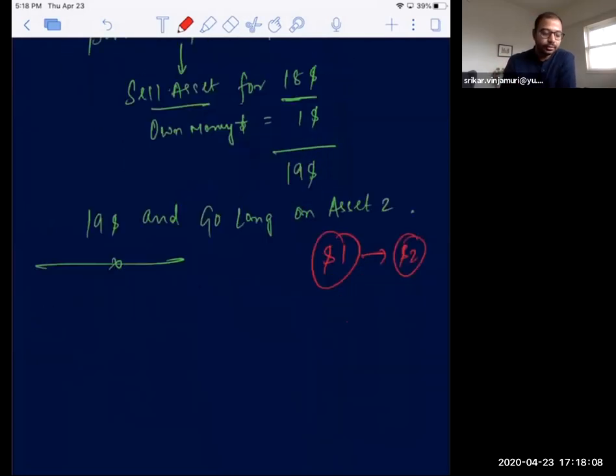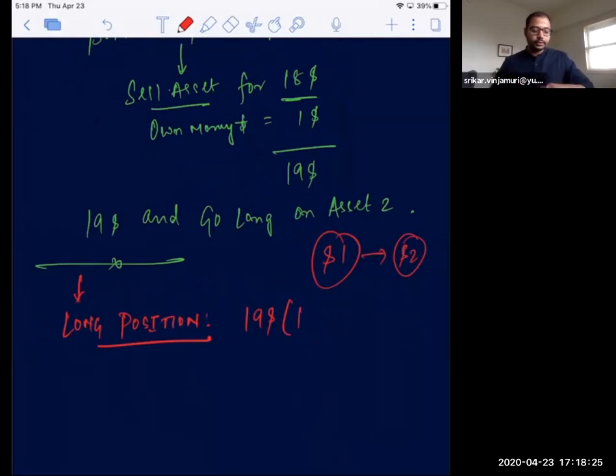Okay, so on the long position, if you go long, and if your expectation is right, so you invested $19, the expected return on the second asset is 10%. So, oh boy, okay. I think I'm having Apple Pencil issues, but hopefully that connects. Okay, all right.